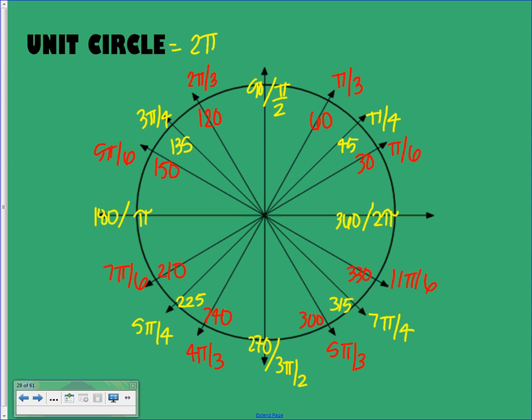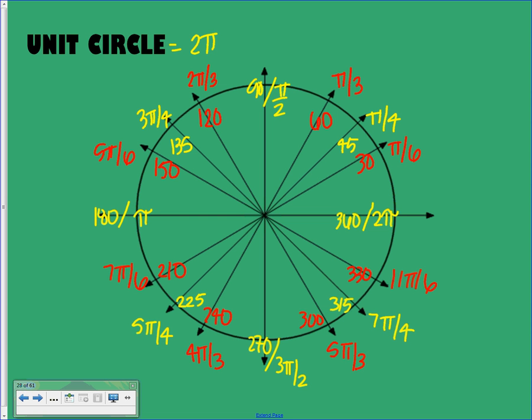You're either going to count in multiples of 30 or you're going to count in multiples of 45. You're just counting around. So again, 30 is the first one, which is 1 pi over 6. 60 is 2 pi over 6. 90 is the next one, which is 3 pi over 6. 120 is 4 pi over 6.